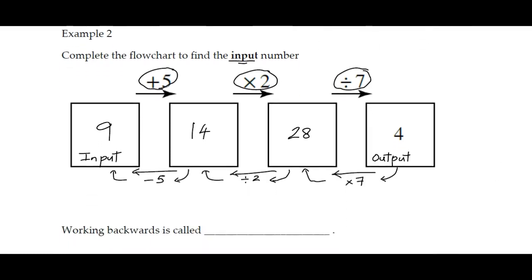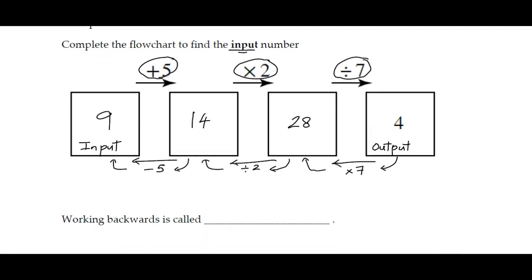So what do we call working backwards? The terminology we're going to use for working backwards is called backtracking. Now, while using backtracking, we have to use inverse operations. Just keep that in mind. So when we're doing backtracking or working backwards, we have to use our inverse operations.